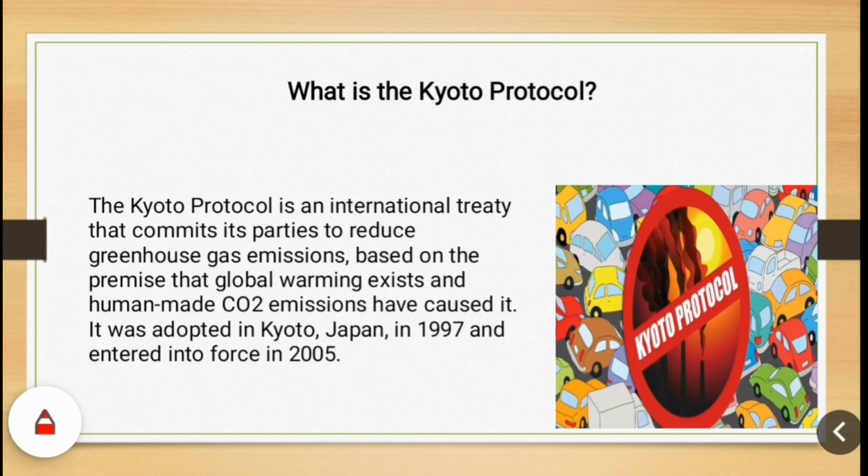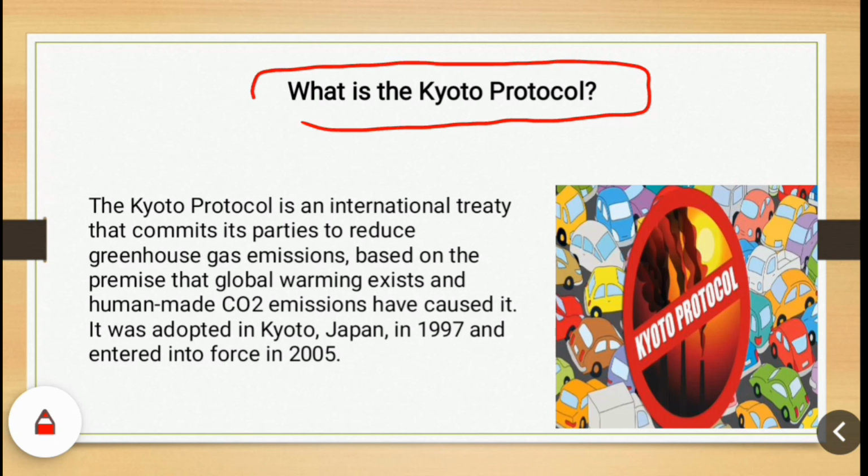What is the Kyoto Protocol? This is a very important question in organizations in international relations. The Kyoto Protocol is an international treaty that commits its parties to reduce greenhouse gas emissions based on the premise that global warming exists and human-made carbon dioxide emissions have caused it. It was adopted in Kyoto, Japan in 1997 and entered into force in 2005. Remember that.